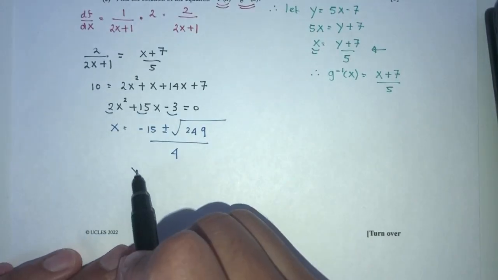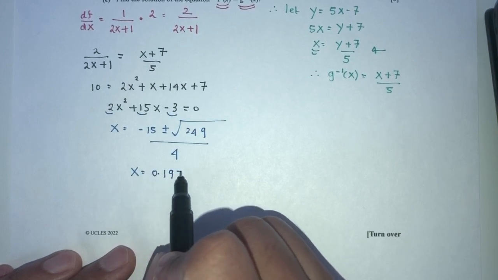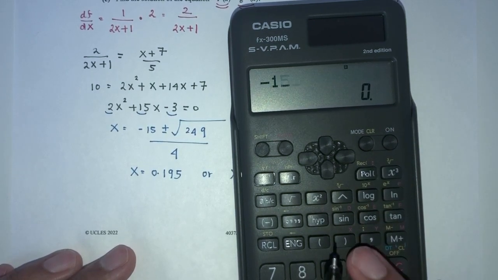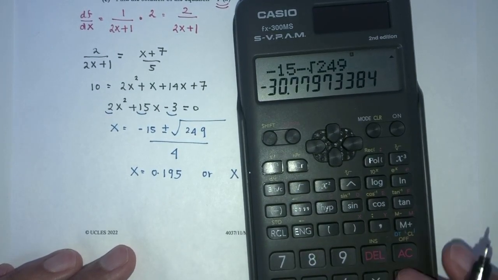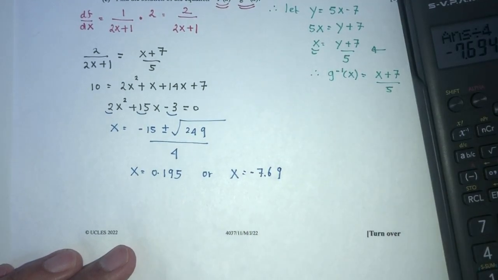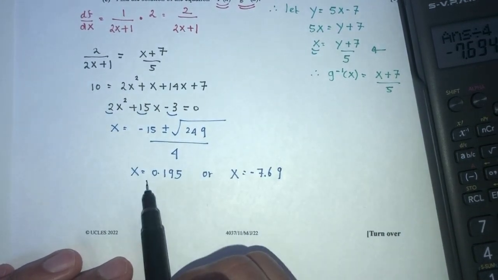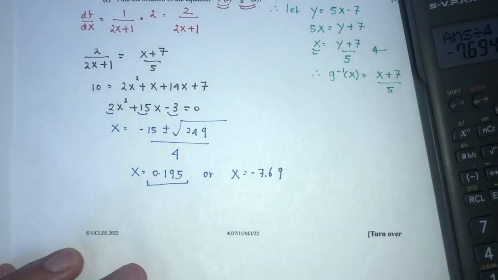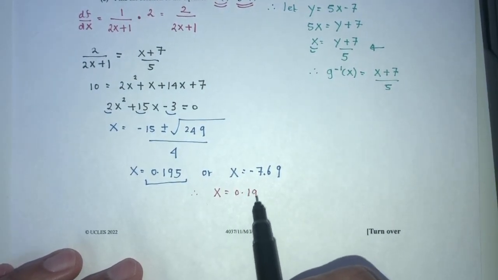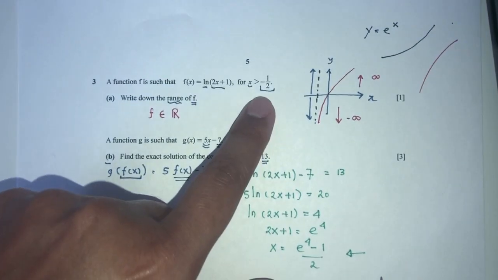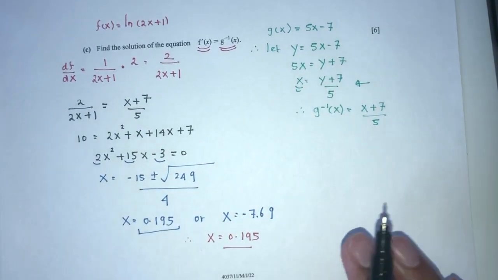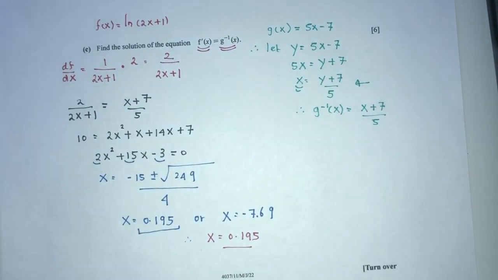So x will be 0.915, or x will be minus 15 minus root of 249 divided by 4. That will be minus 76.69. Obviously, you will choose the positive value right here because of the conditions that we have on top, right? So x will have to be 0.195. As you can see here, x is only more than this value, so we have to be careful of that and choose the right one for your answer. And that is your question number 3.